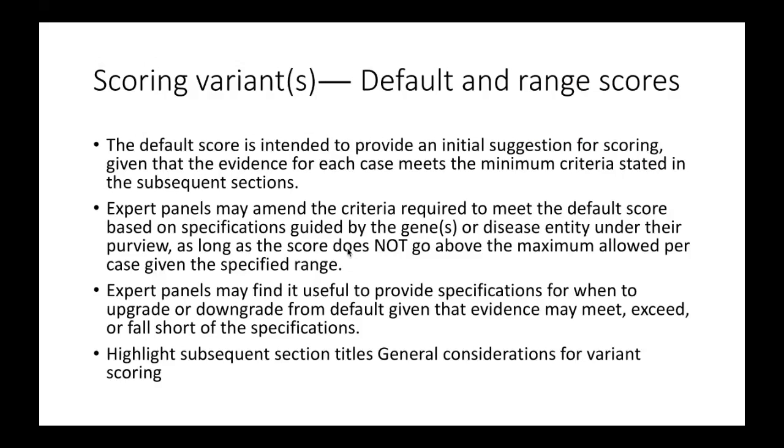We do also find that expert panels may find it useful to provide specifications for when to upgrade or downgrade from default, given the evidence may meet, exceed, or fall short of their specifications and expectations. Again, per the disease entity under their purview, and even looking at the given gene in that situation. We do highlight subsequent section titles for general considerations for variant scoring as well, just to lead to some more information.